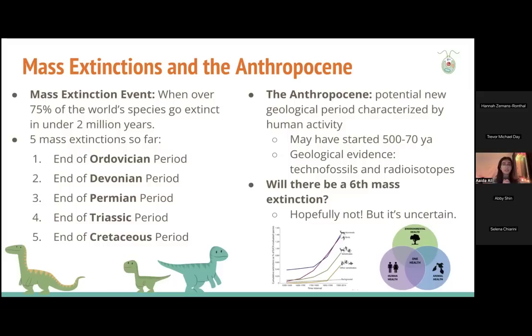And a big question as to why there may be a sixth mass extinction is because all this human activity has caused the rates of extinction to increase a lot more than we were originally projecting. And so the big takeaway from your lectures on this is that we're not sure if there will be a sixth mass extinction, but hopefully not.